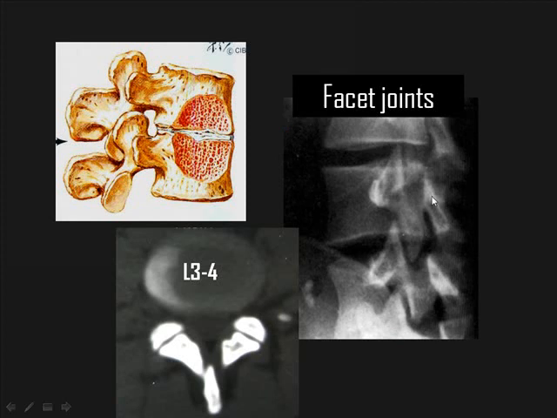What are the facet joints? You know the vertebra above, there is a descending facet. From the vertebra below, there is ascending facet, and they articulate together. If you have a section at this level, you will see the facet joint like this. Part of the vertebra below and part of the vertebra above forming this articular facet.